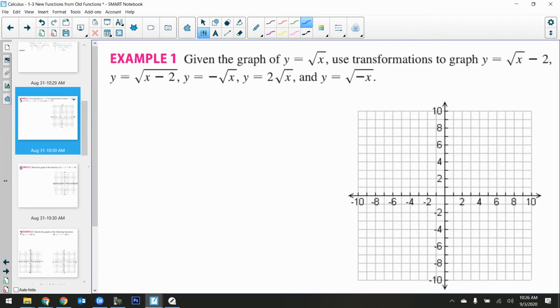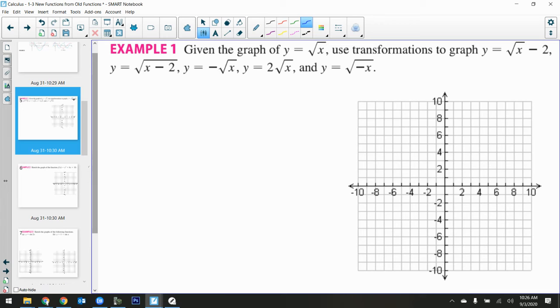All right, so let's take a look here. We're going to start with the parent square root function. Y is equal to square root of x. And what we're going to do is use that to transform into y equals square root of x minus 2, y equals square root of x minus 2, y equals negative square root of x, y equals 2 square root of x, and y is equal to square root of negative x.